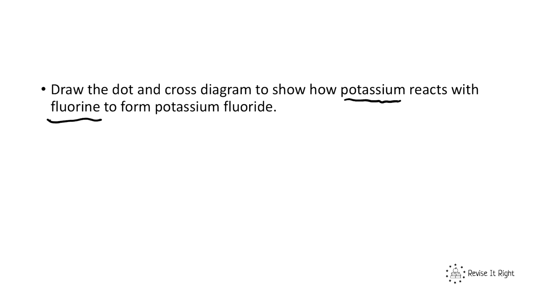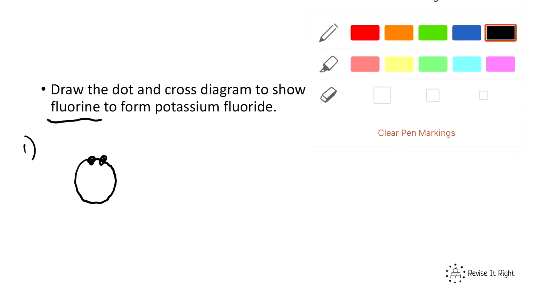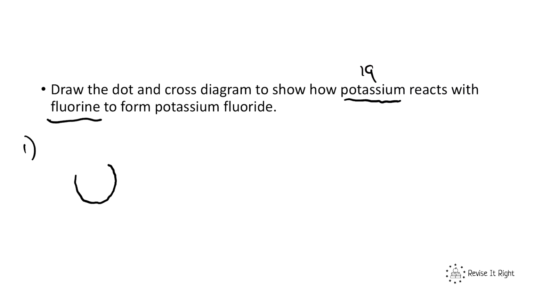Okay, so if we were to draw the electronic configuration for potassium, okay, so we find potassium on the periodic table, it's got 19 electrons. So we do 2 in the first shell, sorry. And if you don't know how to draw electronic configurations, then please watch my previous video on electronic configurations to show you how to do this. Then we'd have 8 on the next shell, and that would make 10.